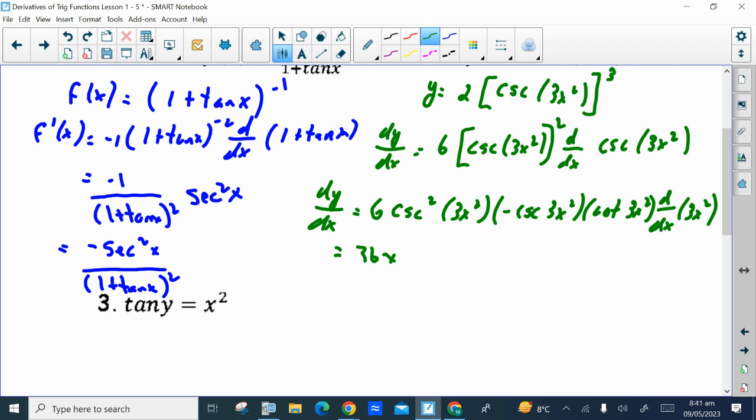Now the other thing we can do is we can combine these next two factors. You've got a cosec squared of 3x squared times a negative cosecant of 3x squared. A negative times a positive is a negative, so that negative will come in the very front. And when you multiply cosec squared 3x squared times cosec 3x squared, that'll give us cosec cubed 3x squared times the cotan of 3x squared. And so there's the derivative using the chain rule.